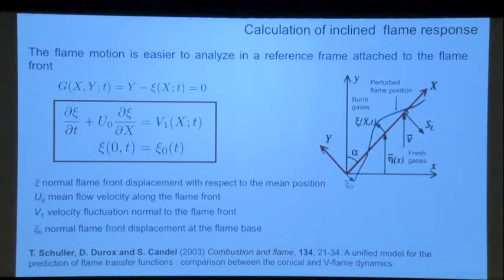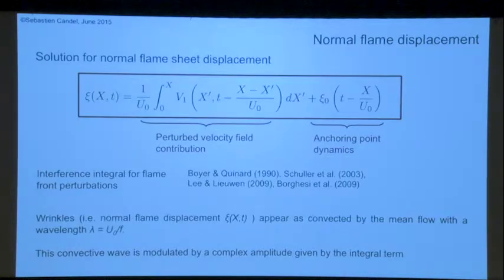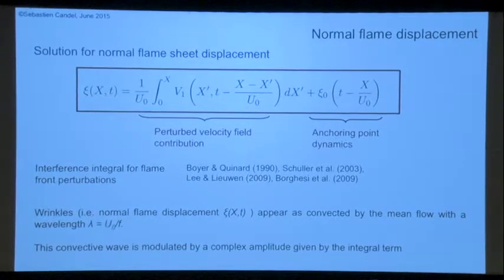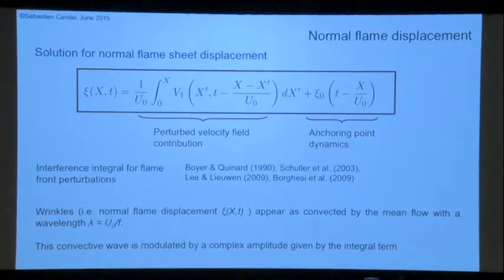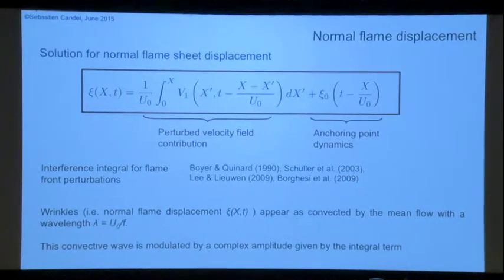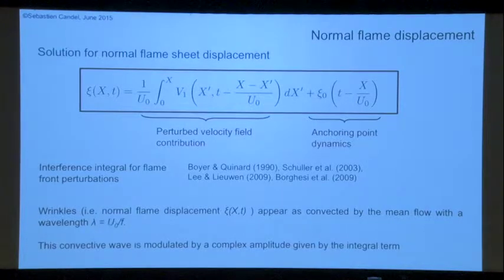So once you've done all that, and it goes through this sort of solution here, actually you can write down a complete solution for an inclined flame, and like that you have two terms, one which is coming from the velocity perturbations that come in, or the equivalence ratio perturbations, and the other one is due to the anchoring point displacement.